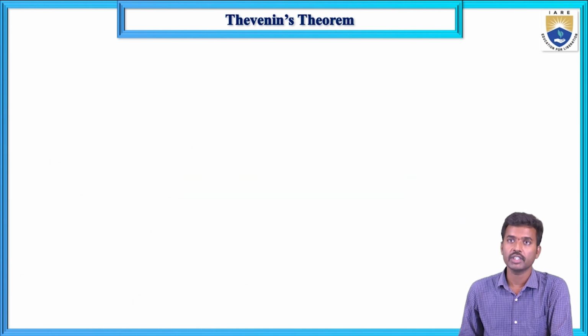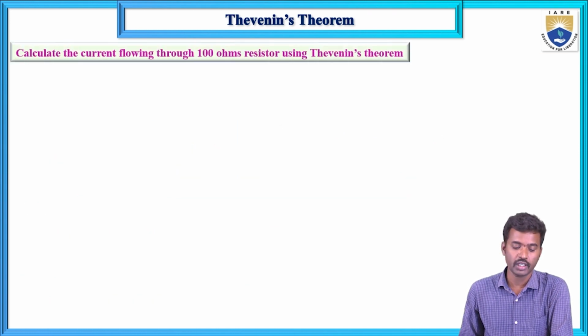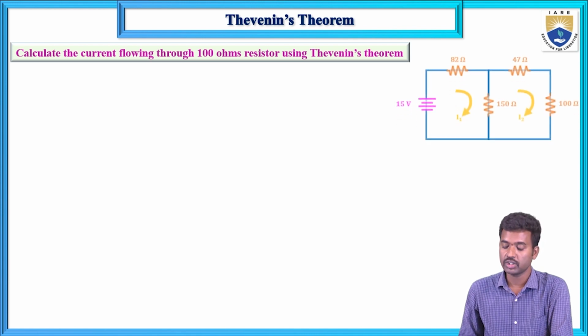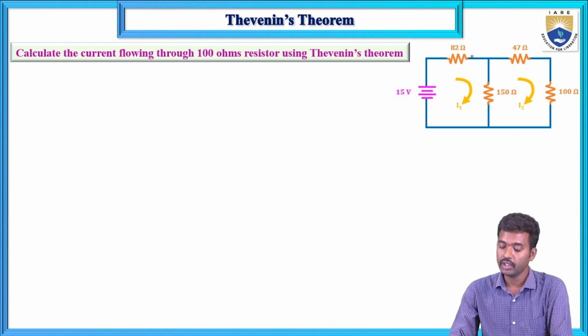Now let us take one example. In this first example, calculate the current flow into the 100 ohms resistor using Thevenin's theorem. Now this is the circuit: 82 ohms, 150 ohms, 47 ohms, 100 ohms and 15 volts. Here we calculate the current flowing into the 100 ohms.